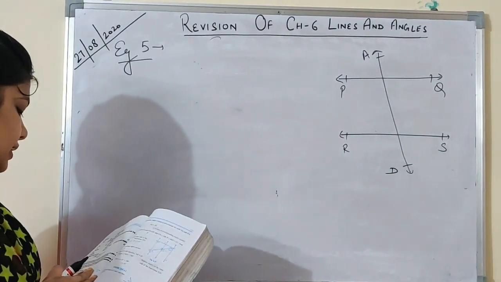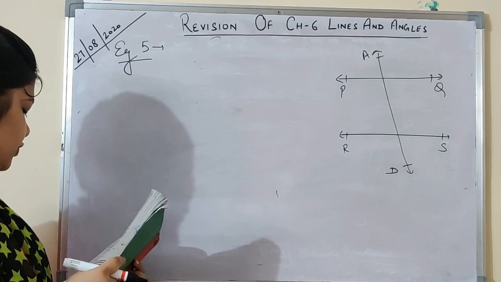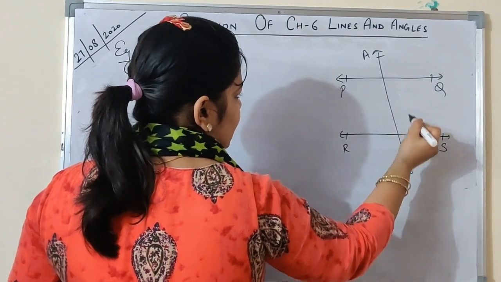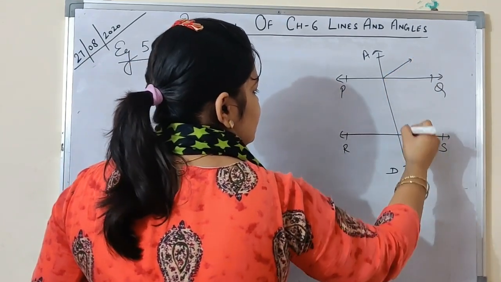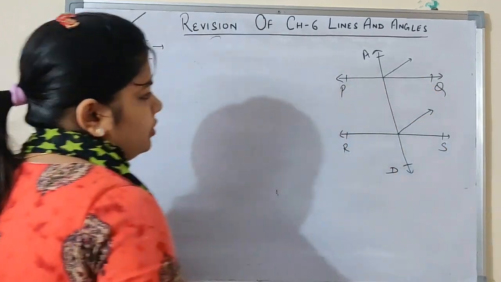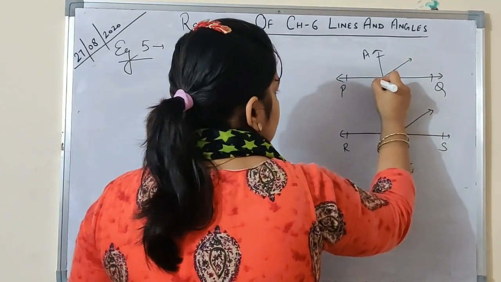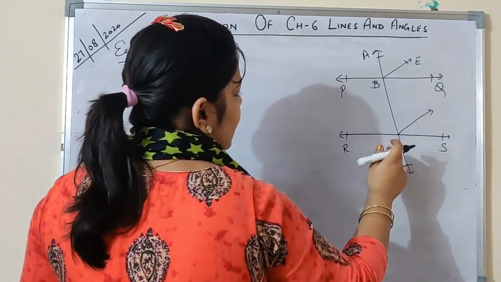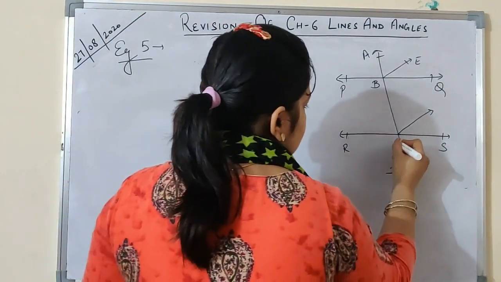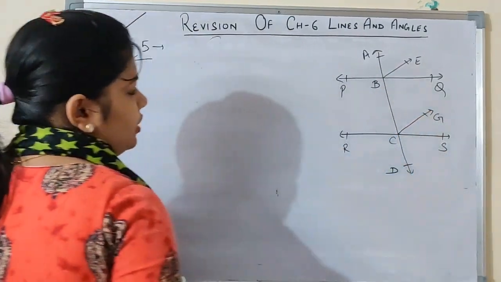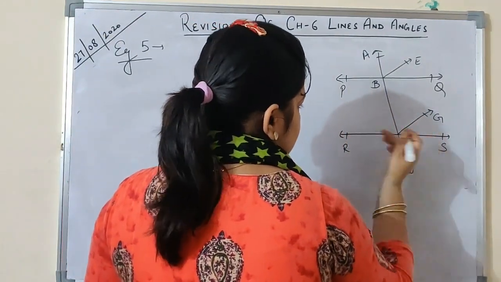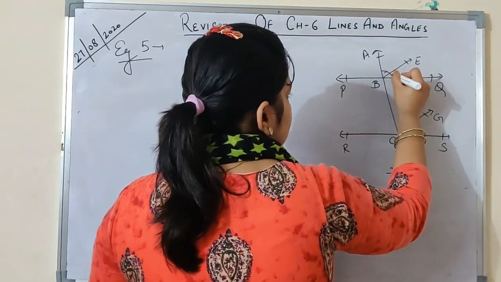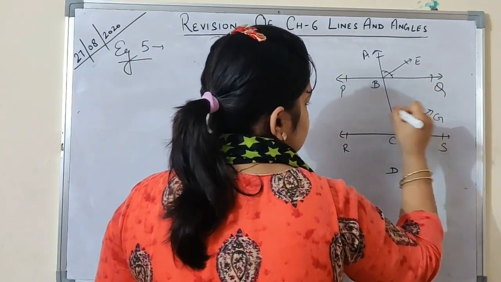Then it is written that such that the bisectors of a pair of corresponding angles are parallel. That means you can see over here that these are the corresponding angles and their bisectors are parallel to each other. That means BE is acting as a bisector for corresponding angle ABQ, and CG is acting as a bisector for corresponding angle BCS. So you can write it like this. Now as these are acting as bisectors, I can just mark it like this.